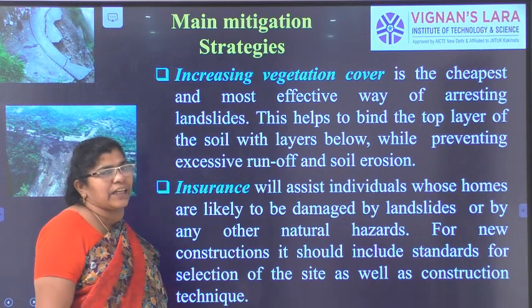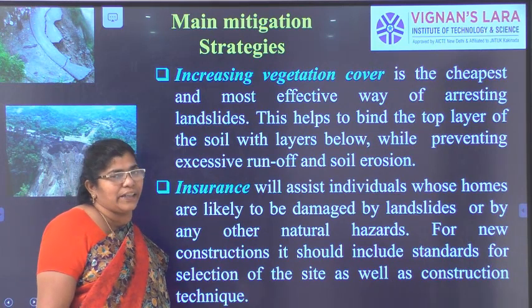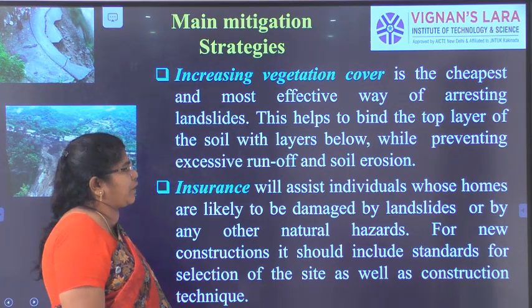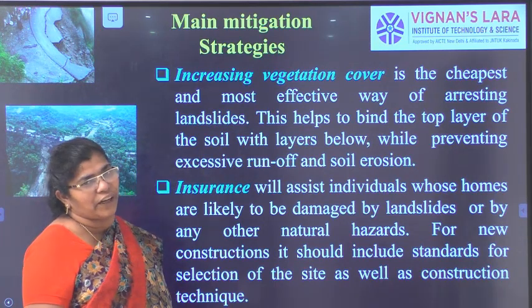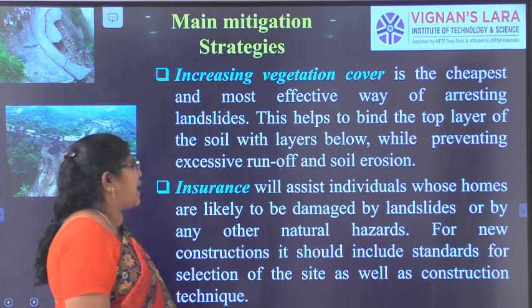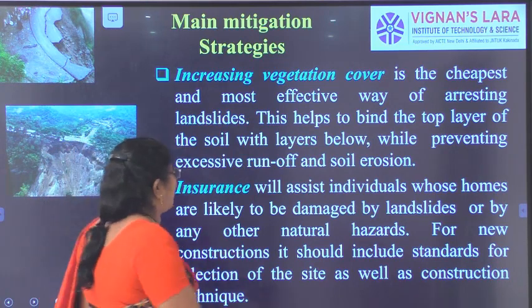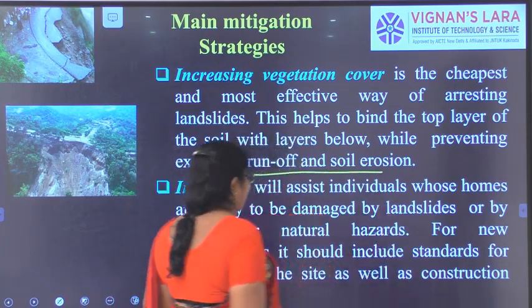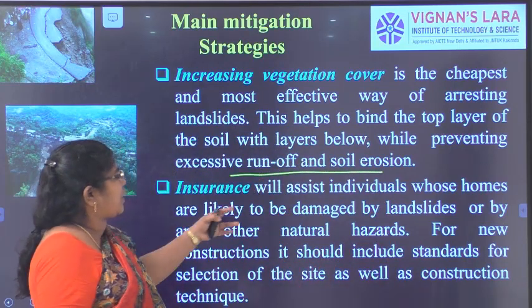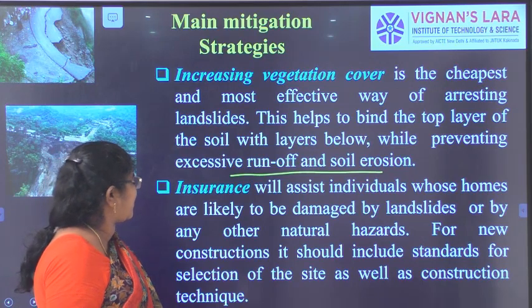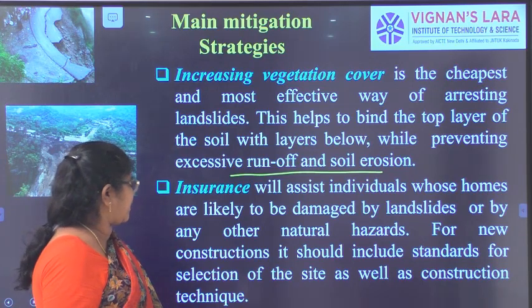Increasing vegetation cover is the main thing, as we have already discussed. Instead of going in for deforestation, we have to go for afforestation, or we have to prevent the cutting of the trees as far as possible to prevent the erosion, right? To prevent the excessive runoff and soil erosion, we can prevent. Insurance will assist individuals whose homes are likely to be damaged by landslides or by any other natural hazards. Okay?